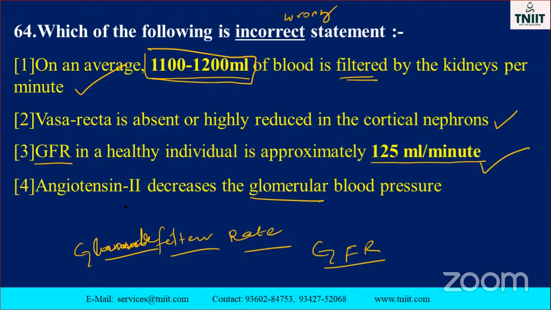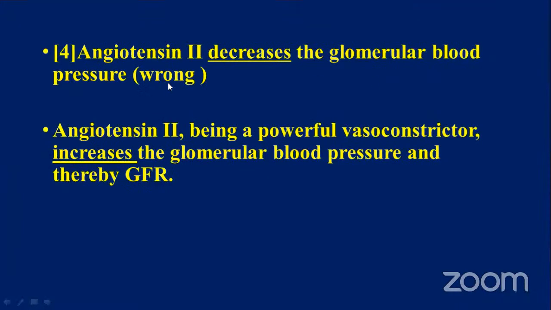Automatically, it becomes: angiotensin 2 decreases the glomerular blood pressure. No, it increases the glomerular filtrate. That is the point. So this is the wrong answer. The fourth one is the correct answer. Angiotensin 2 decreasing the glomerular blood pressure is the wrong one, because angiotensin 2, being a powerful vasoconstrictor, increases the glomerular blood pressure and thereby the glomerular filtration rate increases. Okay, media. Go to the next one.